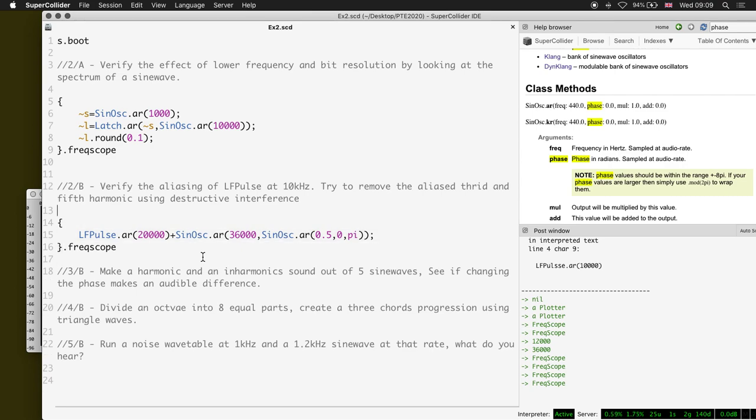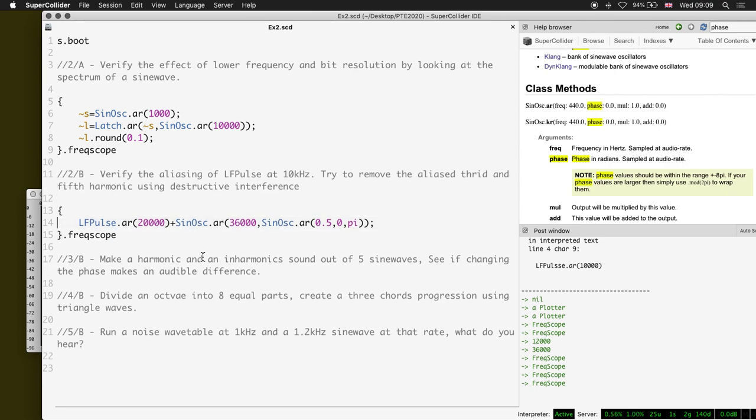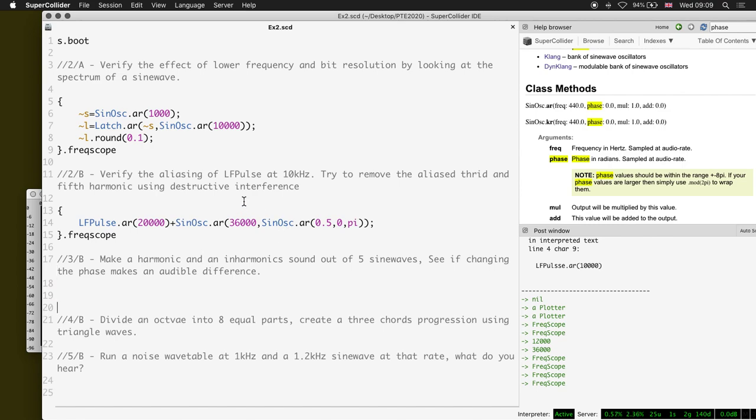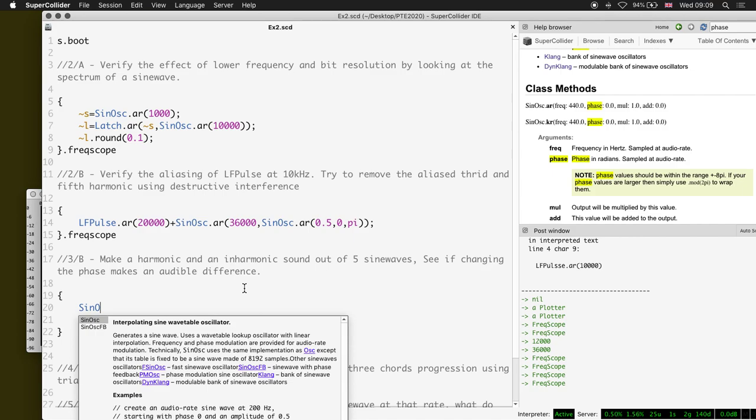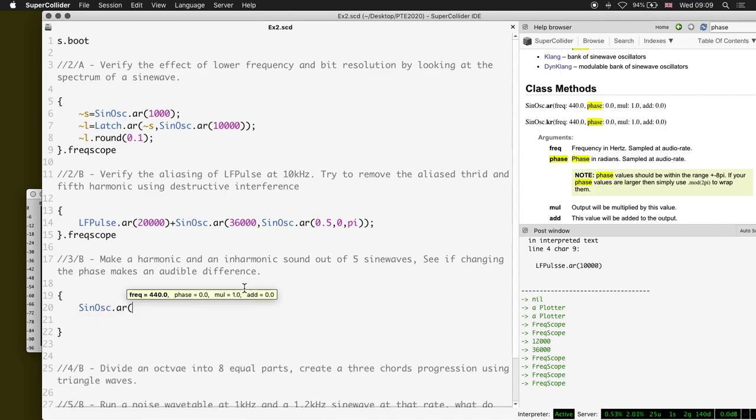Number 3 says make a harmonic and an inharmonic sound out of 5 sine waves. See if changing the phase makes an audible difference. Okay, so we're gonna be adding 5 sine waves, and obviously you could do this plus another one plus another one, but I will show you a trick already. I think we'll probably have this discussed at some point.